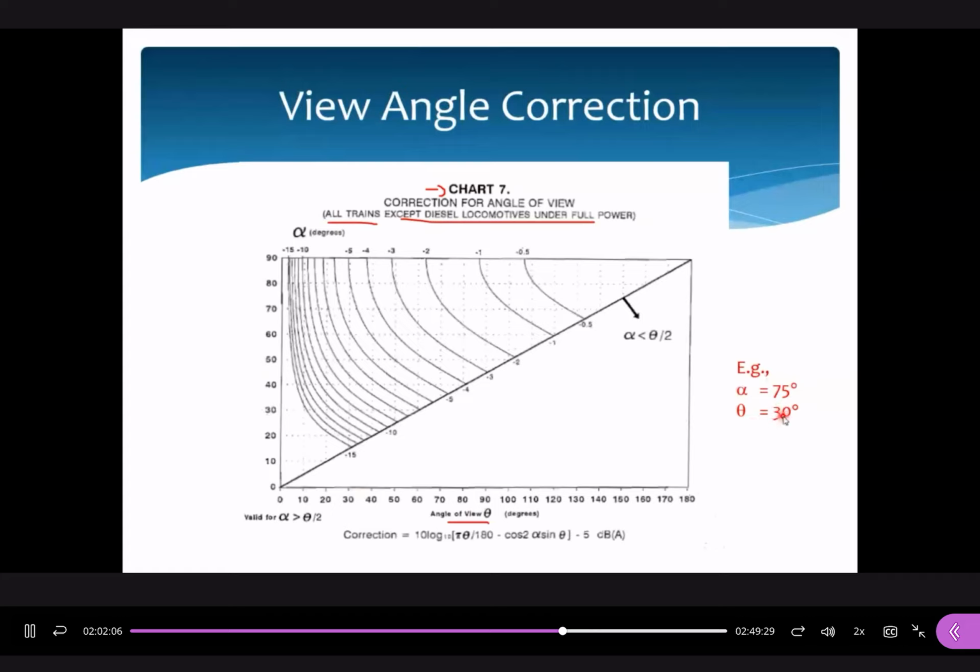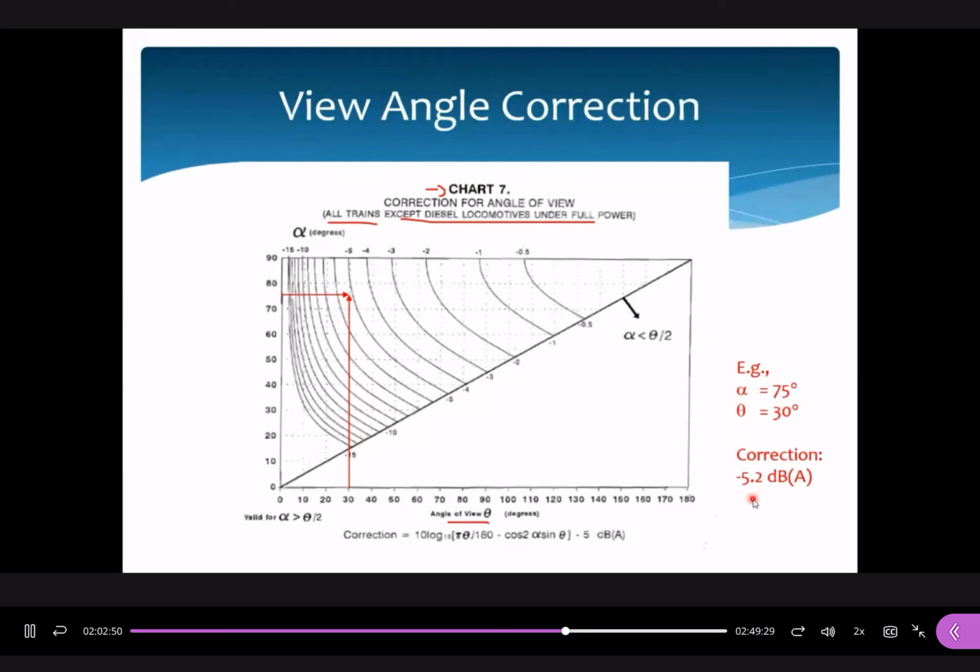You may directly plug these two values into this equation or identify the result here. Now the correction factor is -5.2 dBA. How to read this one? Theta is 30 degrees here, correct? Alpha is 75 degrees. So you draw a line like this and find the intersection point here. At this intersection point, this is -5 and this is -6. So when you read the data from these charts, you may do a simple interpolation to find the value is approximately equal to -5.2 dBA.